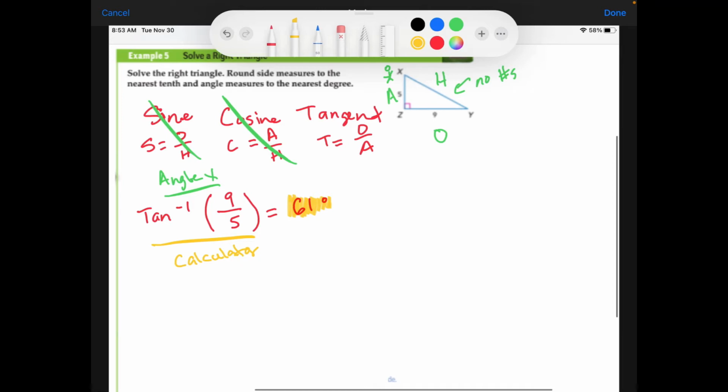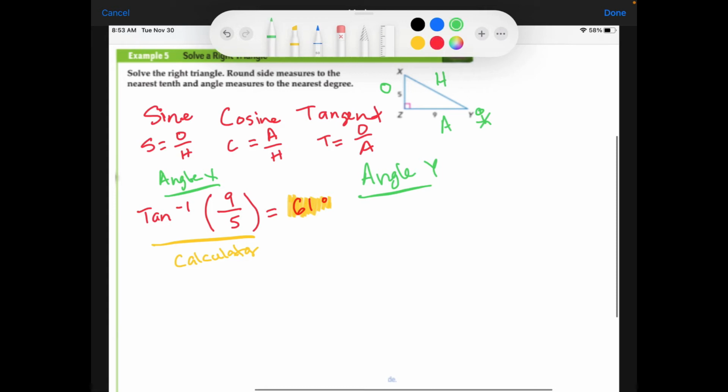Let's find the next angle. So now my perspective is going to change. My little stick person changes. So now I'm going to look for angle y, and I'm drawing him on angle y. Remember, your hypotenuse never changes. It's going to stay there. But now your opposite and your adjacent sides switch. So now your opposite is the 5 and the adjacent is the 9, because now that's the closest to the stick person.